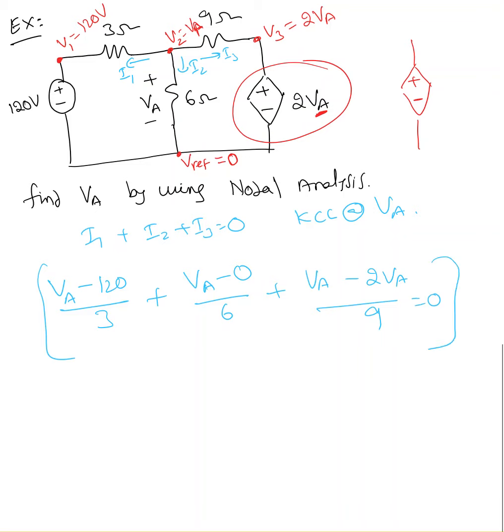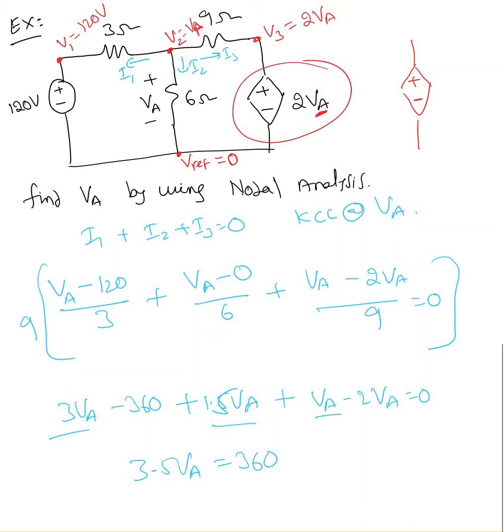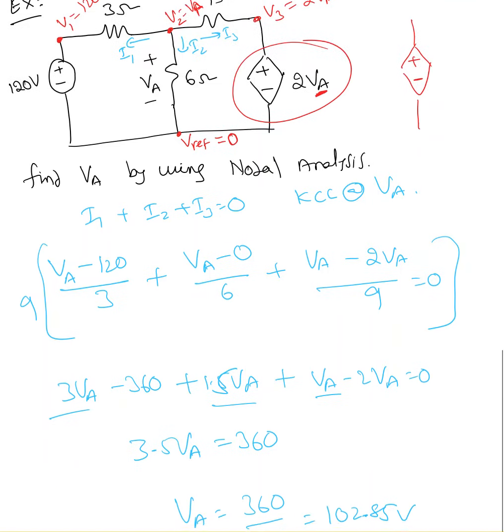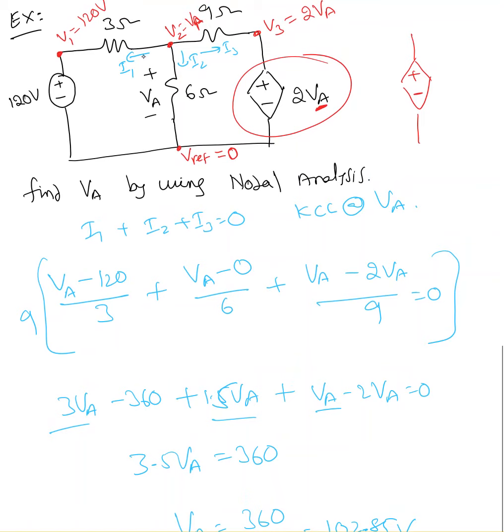To eliminate the denominator, I'm going to multiply this by 9. So 3 VA minus 360 plus 1.5 VA plus VA minus 2 VA equal to 0. So 3 VA plus 1.5 VA is 4.5, plus 1 is 5.5, minus 2. So 3.5 VA equal to 360. So VA equal to 360 divided by 3.5. This value is 102.85 volt. Okay.